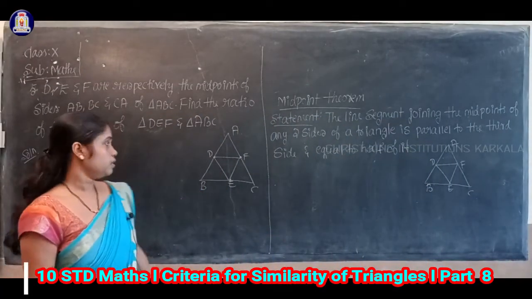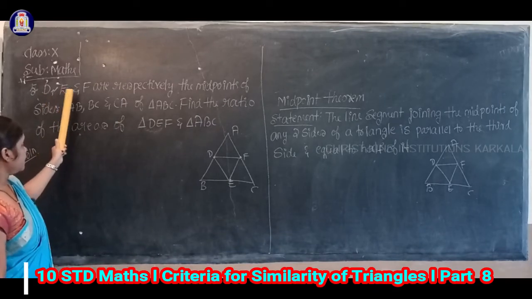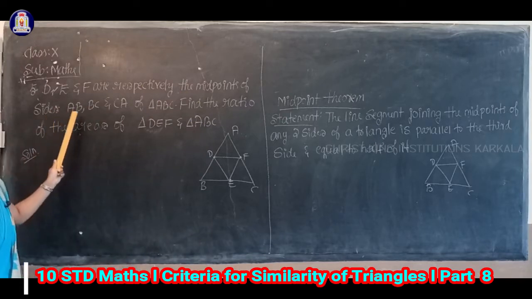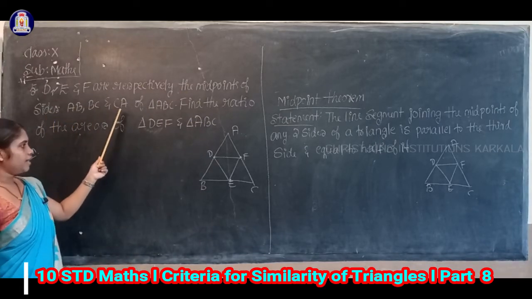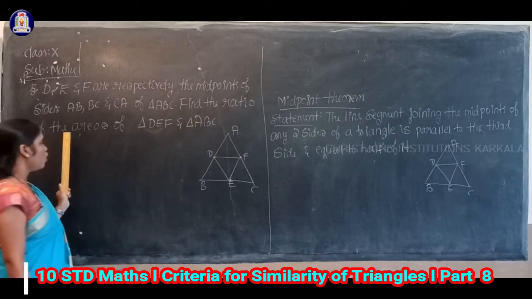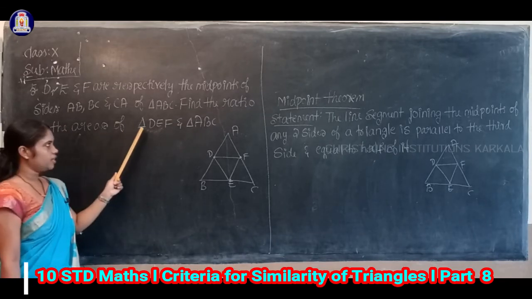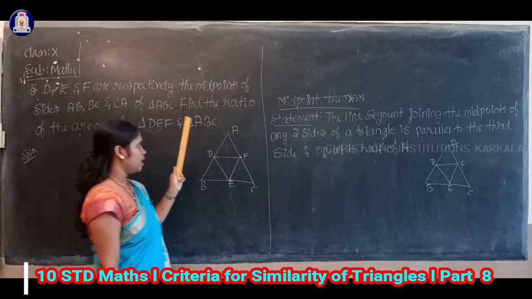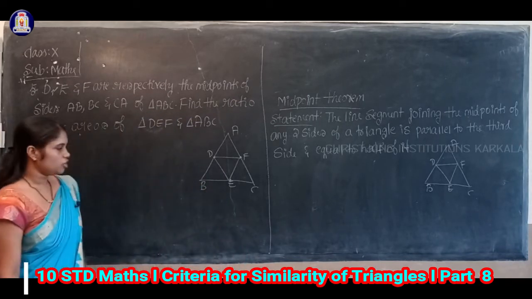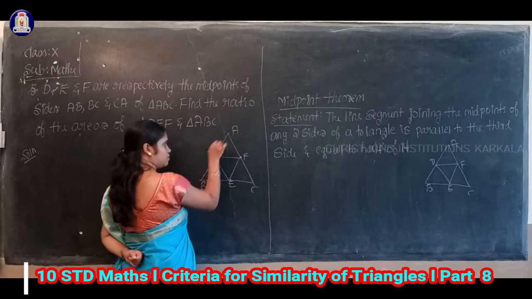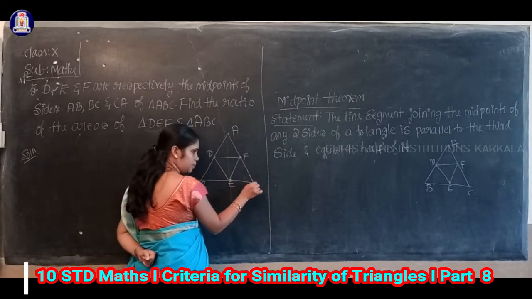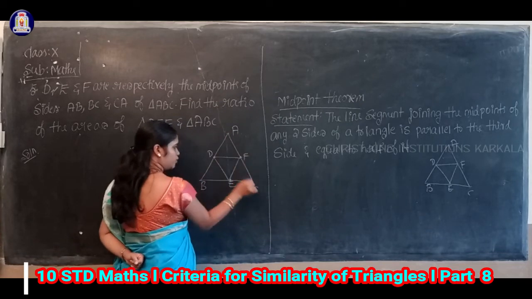Next question I will consider. D, E and F are respectively the midpoints of the sides AB, BC and CA of triangle ABC. Find the ratio of the areas of triangle DEF and triangle ABC. So what is this? See, actually in the question given here, D is a midpoint of the side AB, also E is a midpoint of the side BC and F is a midpoint of the side AC.